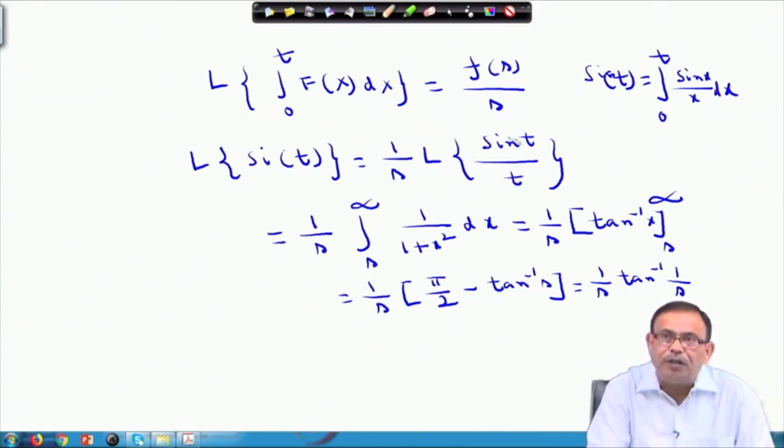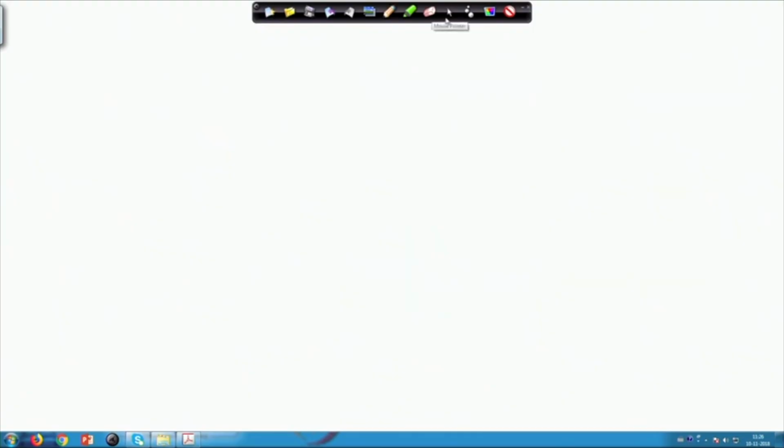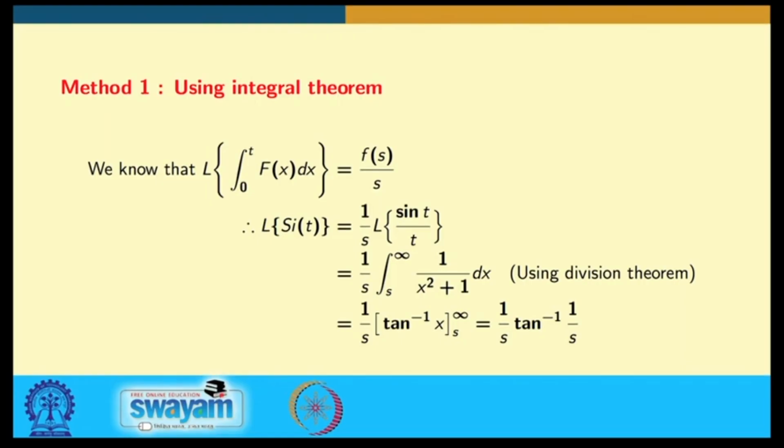This Laplace transform of sin t by t, again by the division theorem I can write as the integral from s to infinity of 1 by 1 plus x square dx. So, ultimately it boils down to evaluating the integral dx by 1 plus x square, and you obtain the result 1 by s tan inverse 1 by s. So, this is your one method, as I told you. Using the division theorem you obtain the required result.